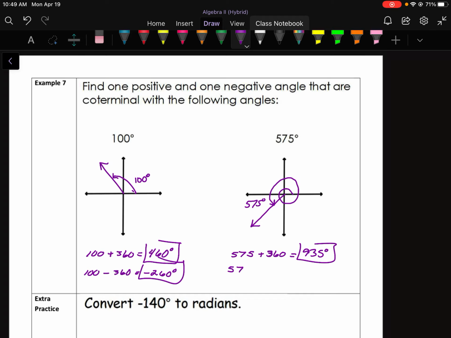And you can take 575 minus 360. Now that is 215, which is not a negative angle, so we got to subtract 360 again. Got to subtract another full rotation, and we end up with negative 145 degrees if you subtract that out again. Let's just clean that up.